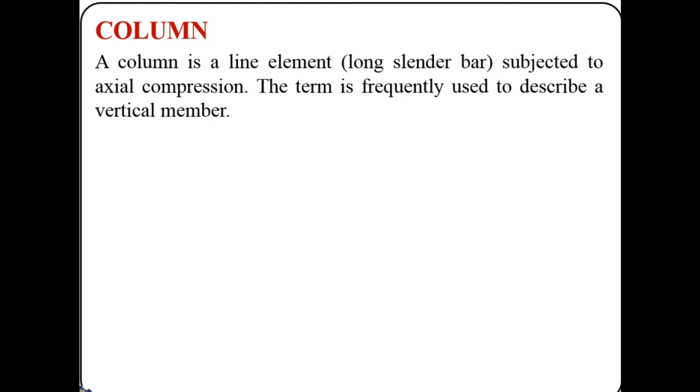So a column is defined by the loading behavior of the line element. If the load is acting parallel to the length or axis of the member, it will be referred to as a column. For example, if a beam is subjected to an axial force, it will not be termed a beam; it will be termed a column.